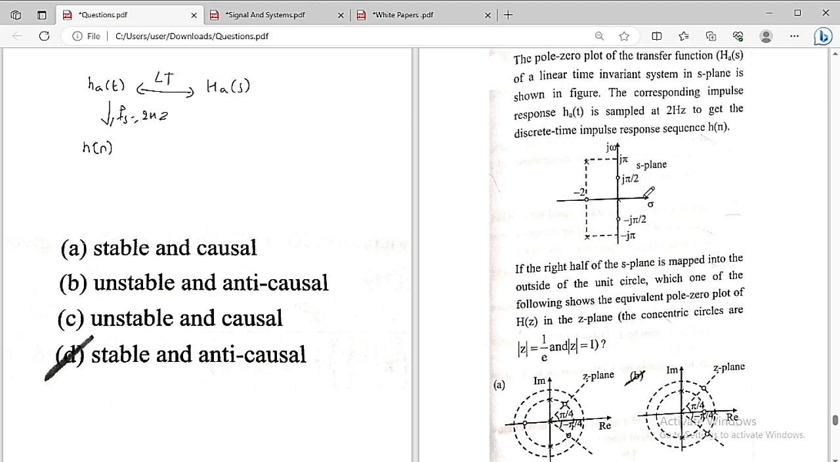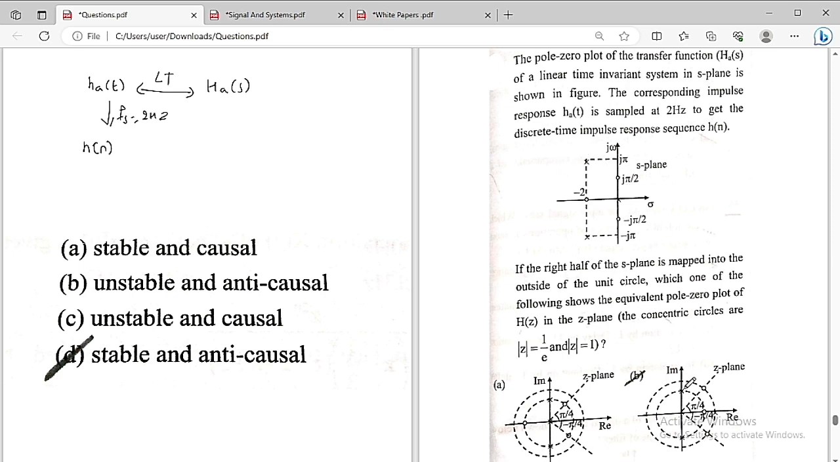So now I want to map this to the discrete time, to the H(z). See, these are the poles and zeros of H(s), right? But now I want to convert this to the poles and zeros of H(z).